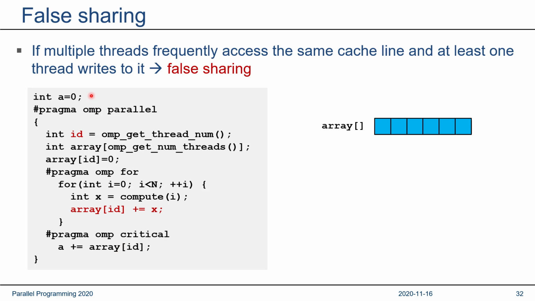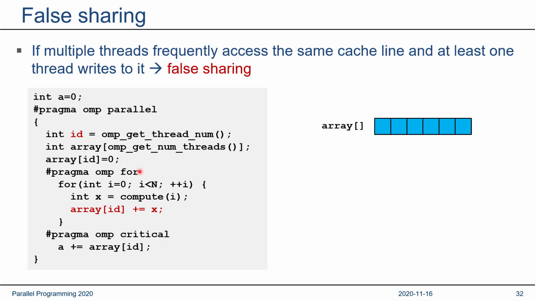What this programmer has done is first calculate the thread ID in the parallel region for every thread. Then they initialize an array with a length of omp_get_num_threads. So there's one element in the array for every thread that's running in the parallel region. These elements are initialized to 0. So far, so good. Nothing evil has happened up to now.